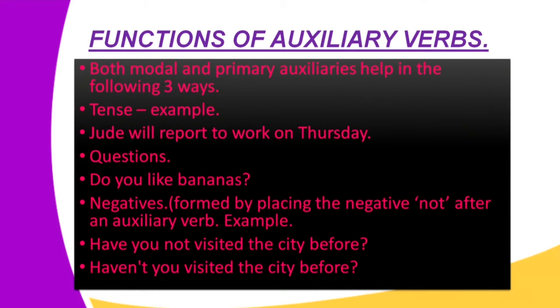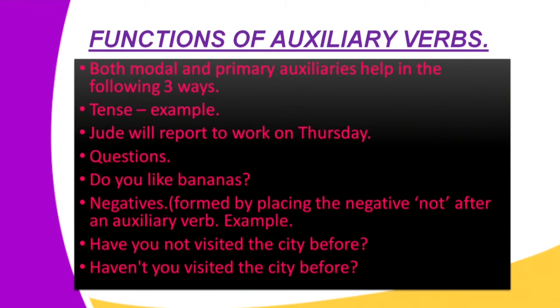We have number 3, negatives of sentences. We form negatives of sentences or questions that have the word not using auxiliary verbs. Let's look at number 1. Have you not visited the city today? The main verb is visited, and if you want to form the negative form of that sentence, you have: you not?